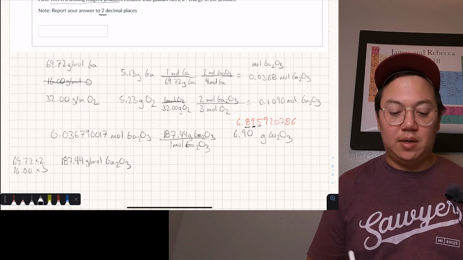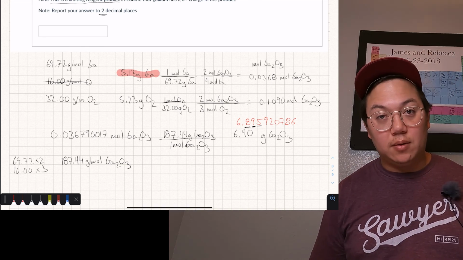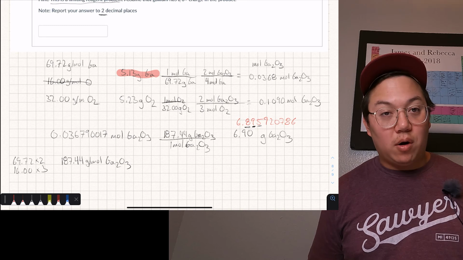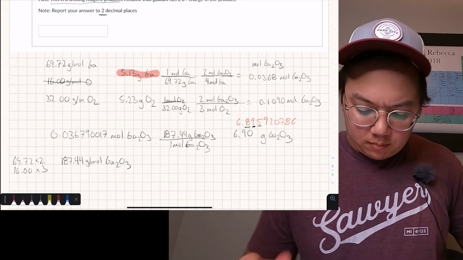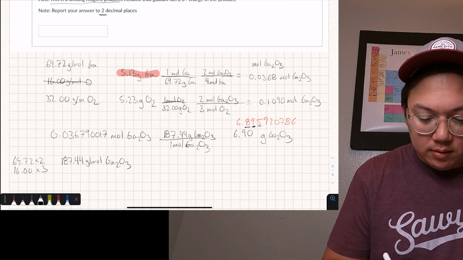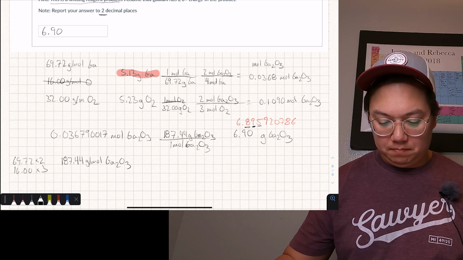Because gallium in this reaction was our limiting reagent. So we can't make more if we run out of one thing. So then our answer would be 6.90, no units.